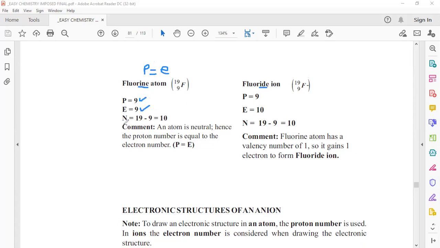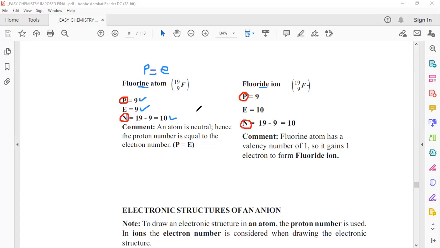But in terms of neutrons, you get N, you subtract, meaning you take the mass number, you subtract the proton number, and you get 10. So the proton number and the neutron number will remain the same. These two will not change even when we go to the ion. This will still be 9 and this will still be 10.